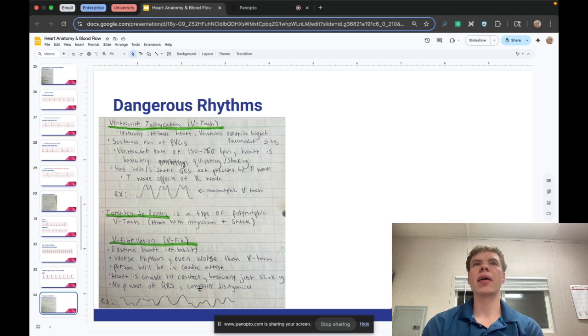So in VTAC, I mentioned the ventricle is kind of just quivering and shaking. VFib, it's kind of the same thing, but it's just shaking. Like it's not perfusing at all. It's not moving any blood. So the heart is shaking, but it's not pumping blood. So the person won't have a pulse. And when they don't have a pulse, they're not perfusing their vital organs. So they need CPR, they need defibrillation immediately, right?